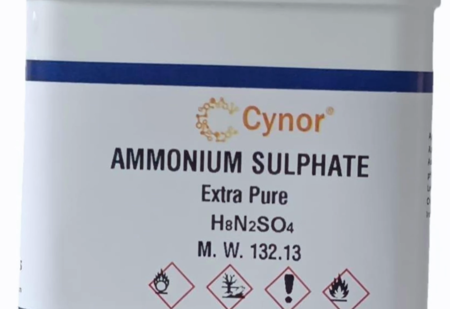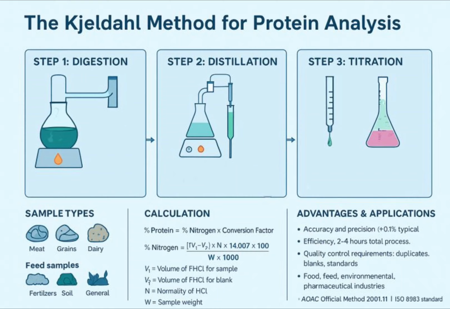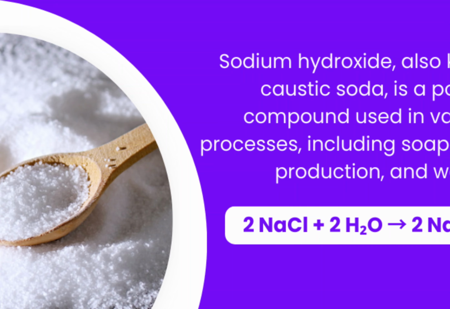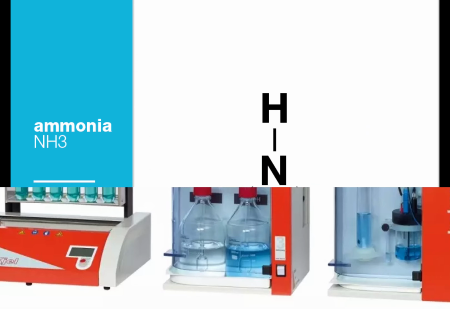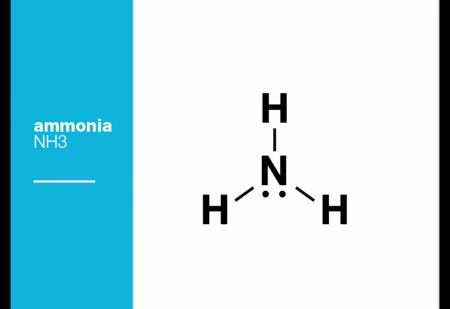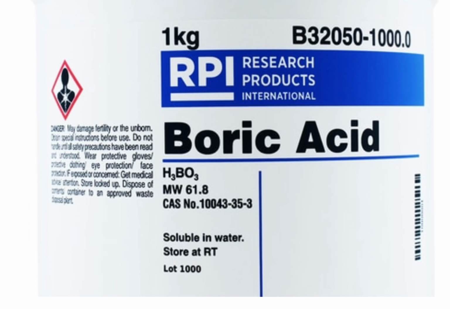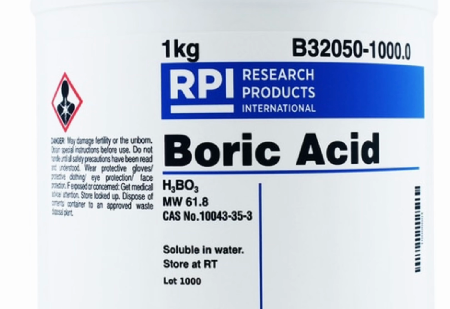The distillation starts after digestion. After digestion, the tube is transferred to the automatic Kjeldahl distillation unit. Sodium hydroxide is added. This converts ammonium ion into ammonia gas. Steam carries the ammonia into a receiving flask containing boric acid. The ammonia dissolves into the boric acid solution.